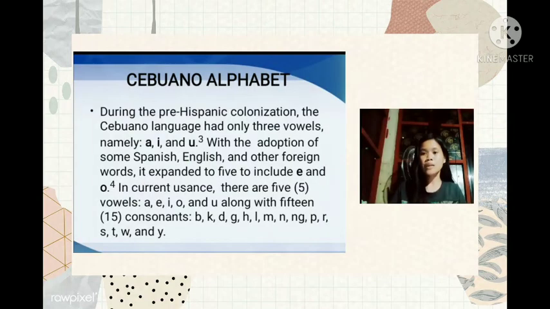Cebuano alphabet. During the pre-Hispanic colonization, the Cebuano language had only three vowels, namely A, I, and U. With the adoption of some Spanish, English and other foreign words, it expanded to five, including E and O. In current usage, there are five vowels, A, E, I, O, and U, along with the 15 consonants B, K, D, G, H, L, M, N, NG, P, R, S, T, W, and Y.